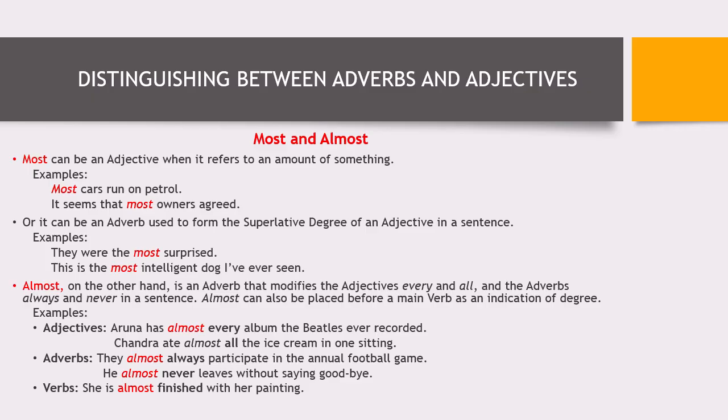Almost, on the other hand, is an adverb that modifies the adjectives every and all, and the adverbs always and never in a sentence. Almost can also be placed before a main verb as an indication of degree. Examples: adjectives: Aruna has almost every album the Beatles ever recorded. Chandra ate almost all the ice cream in one sitting. Adverbs: they almost always participate in the annual football game. He almost never leaves without saying goodbye. Verbs: she is almost finished with her painting.